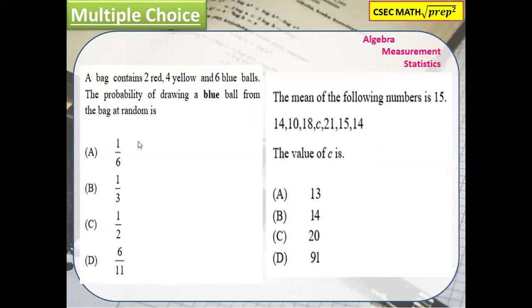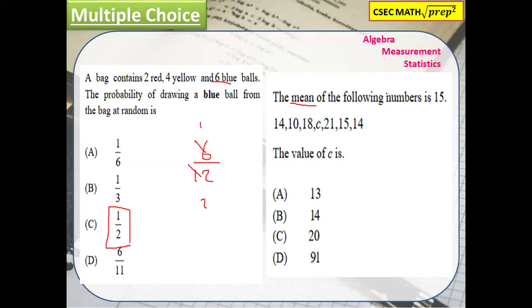This is another probability question, and what it's asking is a bag contains 2 red, 4 yellow, 6 blue balls. The probability of drawing a blue ball from the bag at random is what? So there are 6 blue, and the total number of balls is 12. Again, 6 into 12 goes 2 times, so the probability or chance of selecting a blue ball is half.